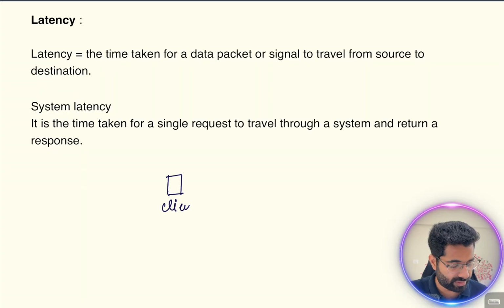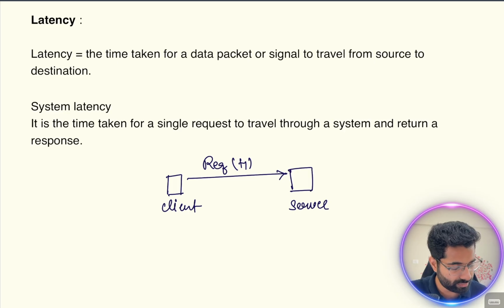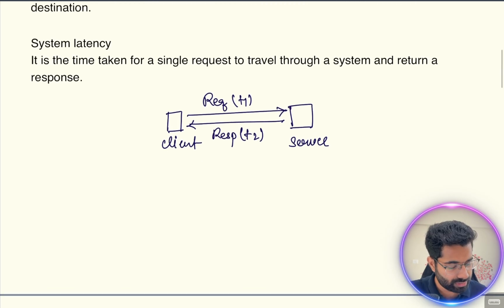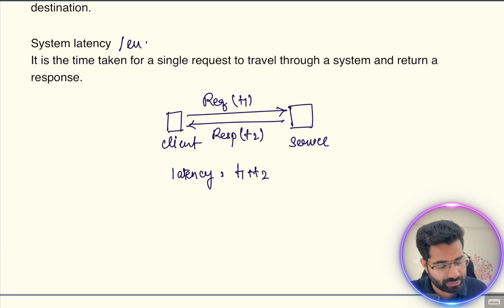Let's say we have a client and a server. The client makes a request to the server, and the request takes time t1 to come to the server. Then the server processes the request and responds back to the client in time t2. So the latency of the system is nothing but time t1 plus t2, which is also known as the end user latency.